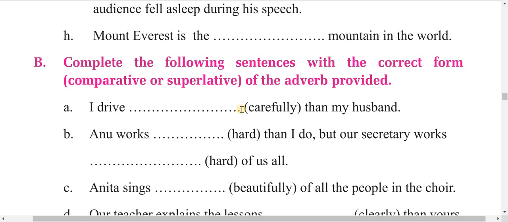So if there is then छ भने तपाईले more राख्नु होला अगाडिपटि. The छ then छैन भने हैन. If there is no then छैन र सबैभन्दा एउटा मत यही नै हो भन्ने मिनिङ आयो भने सबैसँग तुलना गरेर सबै मध्ये सबैभन्दा ठुलो भन्नु पर्यो भने, सबैभन्दा बढी भन्ने भने the most राख्नु पर्छ. Now see here, you can see then लेख्नु भयो. So I drive more carefully than my husband. More carefully. त्यसमा Anu works here then छ, हैन. Anu works harder than I do. But our secretary works hardest of all. हैन त, of all भनेपछि hardest. Here harder and hardest.